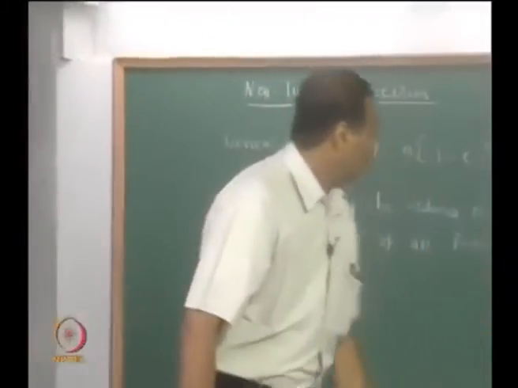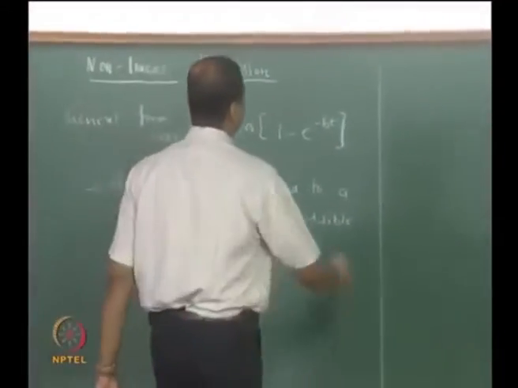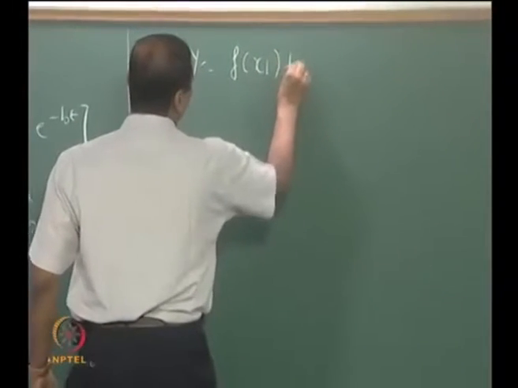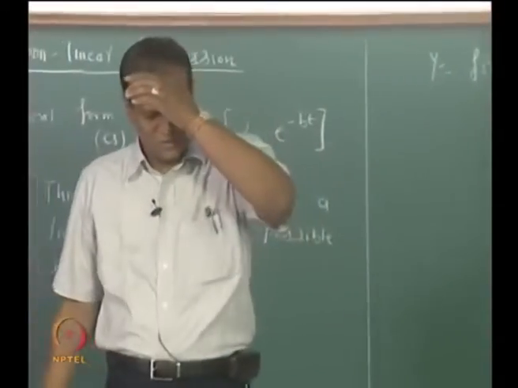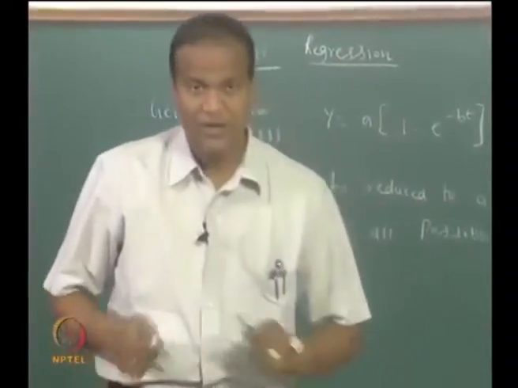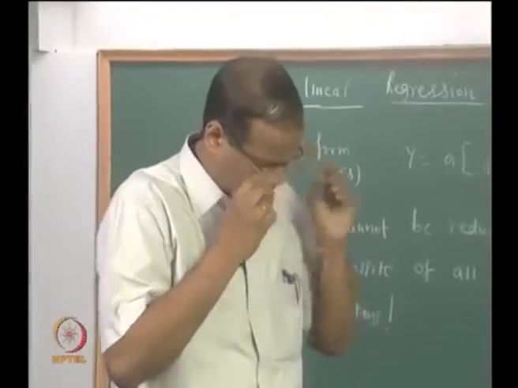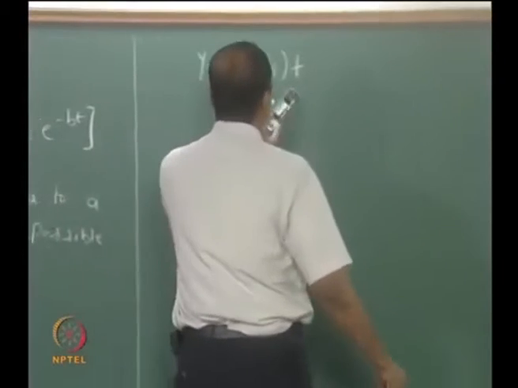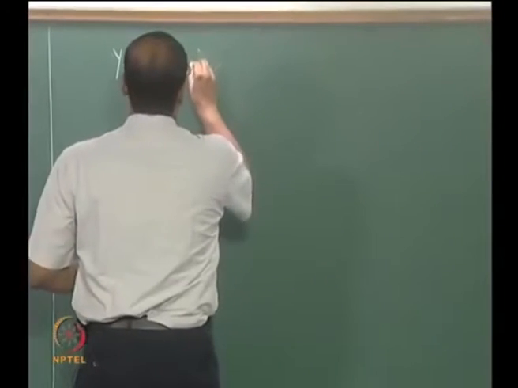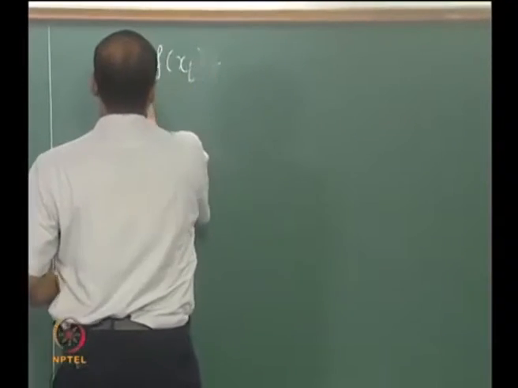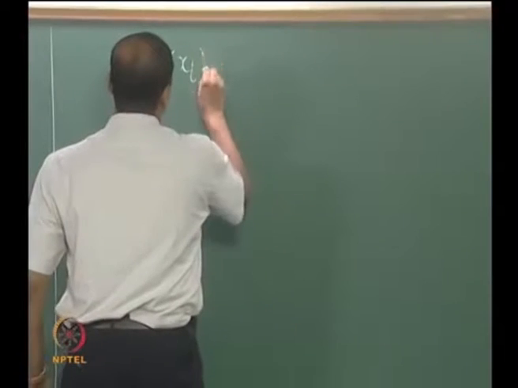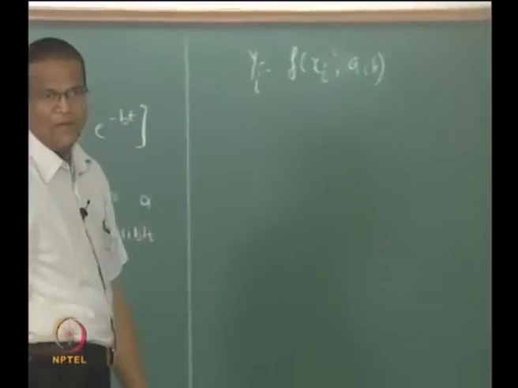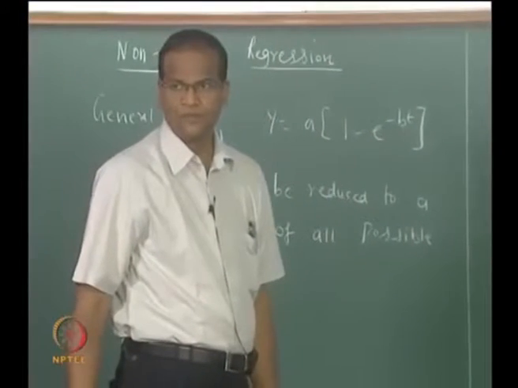Now how do we write this? This can be written as y is equal to f of xi, that is, yi is f of xi given a comma b, plus an error.